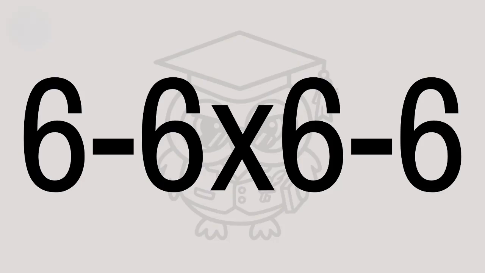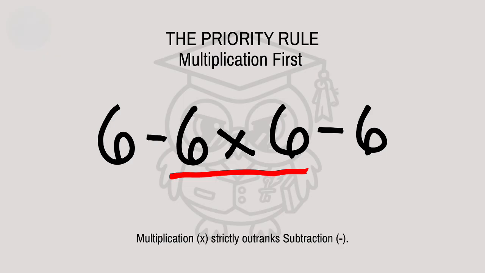Today we're going to evaluate the order of operations expression 6 minus 6 times 6 minus 6. We will analyze the operator priority to simplify the string accurately. First, we need to identify the operator by the highest priority rank. According to the rules of PEMDAS, multiplication must be performed before subtraction.